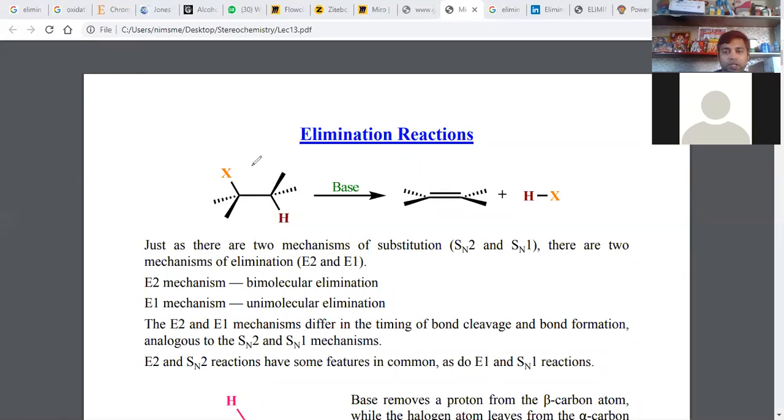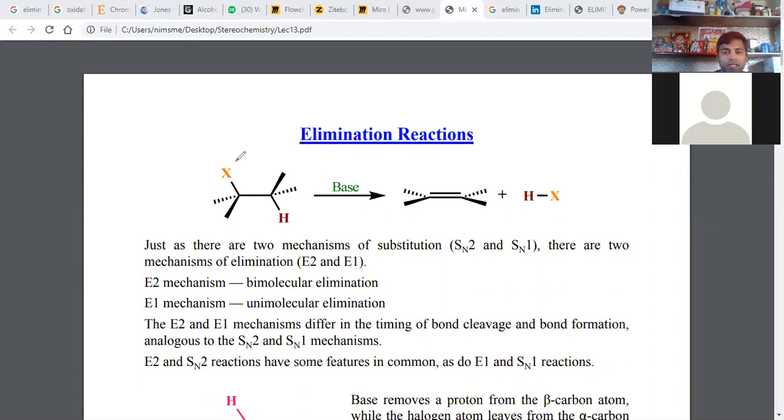What are elimination reactions? Elimination reactions involve the loss of fragments or groups of atoms to generate multiple bonds in the molecule.